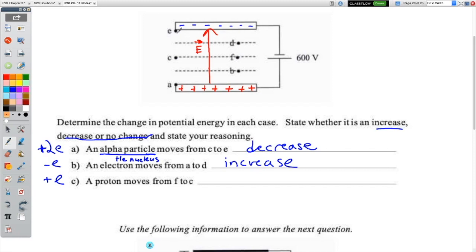Okay, take a second and look at it. Okay, I would say no change. That's the right answer, right? No change. There's no more potential energy at C than there is at F.